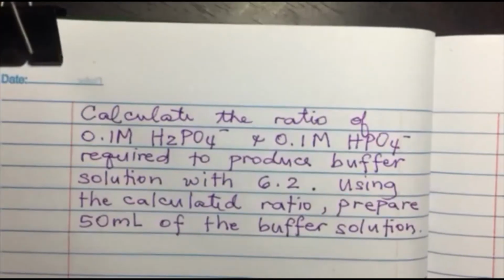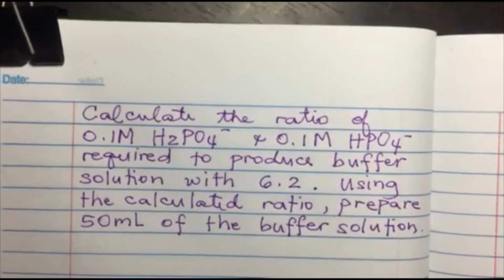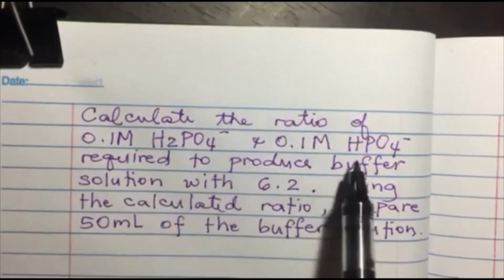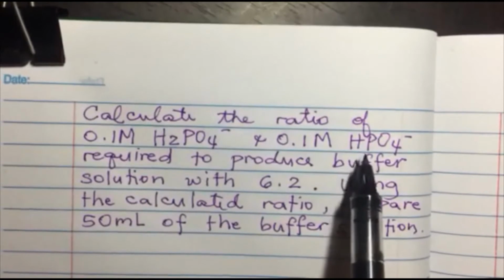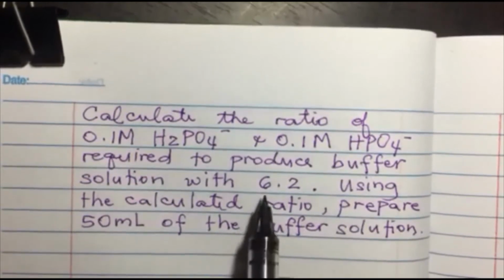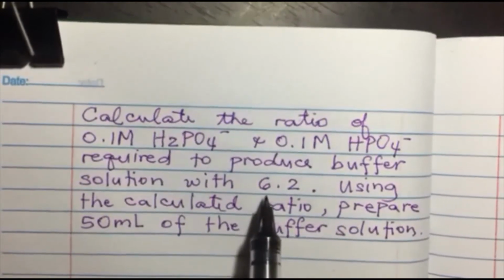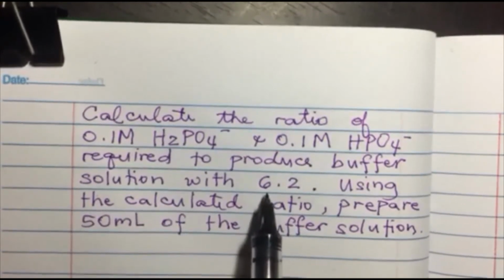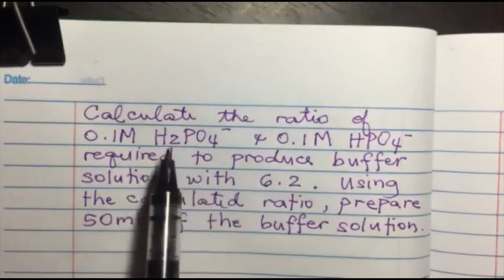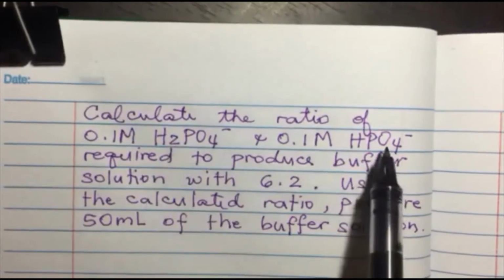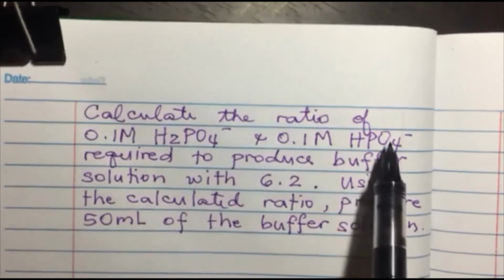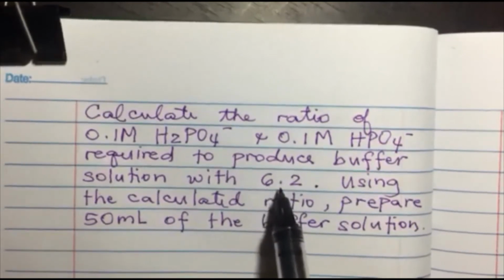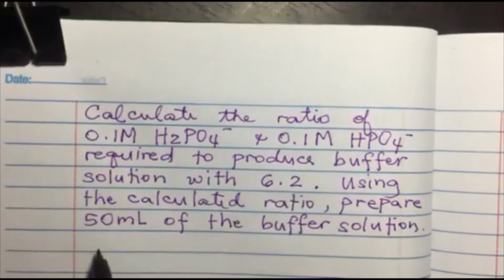In this video clip, I am going to show you how to calculate the ratio of dihydrogen phosphate and hydrogen phosphate to produce a buffer with pH 6.2. And from the calculated ratio, we are going to calculate the volume of each of these ions to produce a buffer with pH 6.2. And the volume of this buffer is 50 ml.